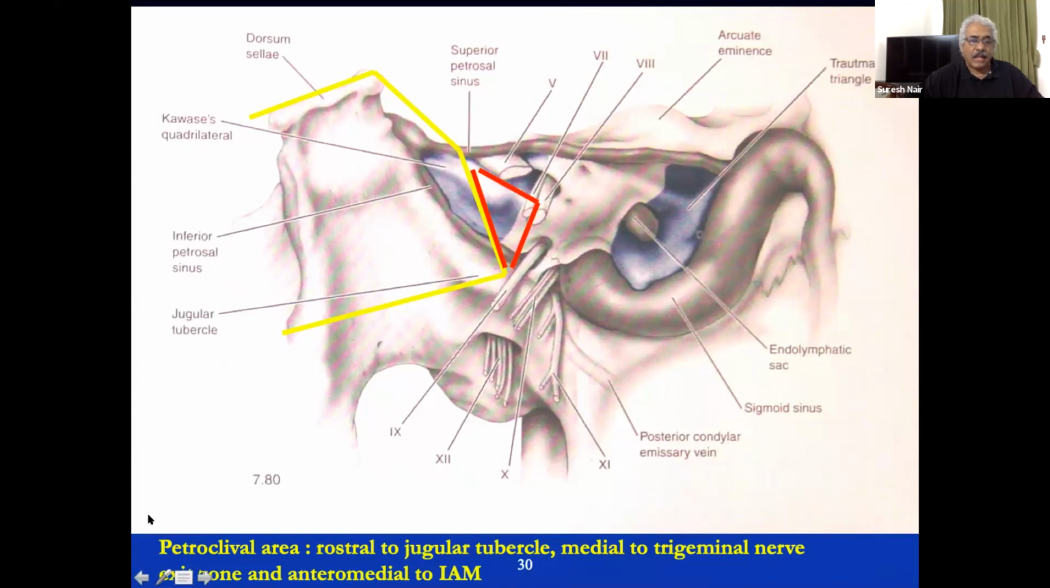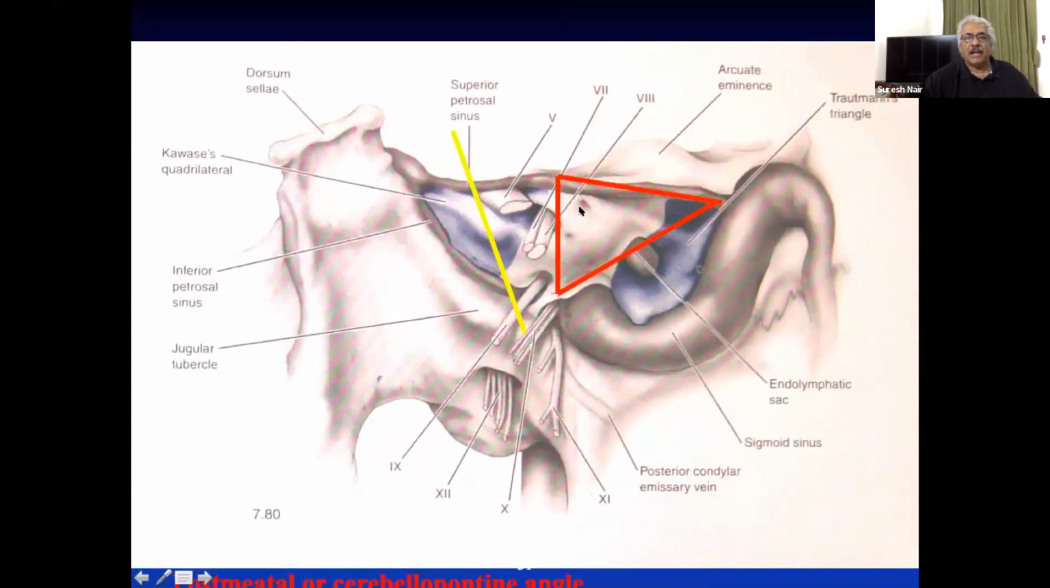And next is the CP angle tumor. This is the easiest of the tumors. I just want to tell, because I think both Sridhar and Roopesh highlighted.